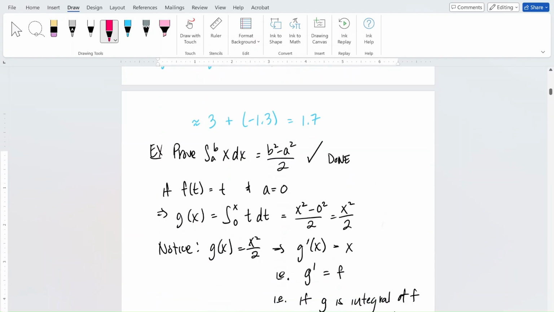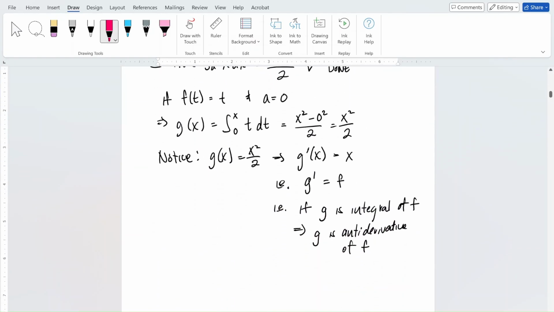Alright? So we can also see that when we look at G and its derivative, the slopes of the tangent lines give you the values of f.